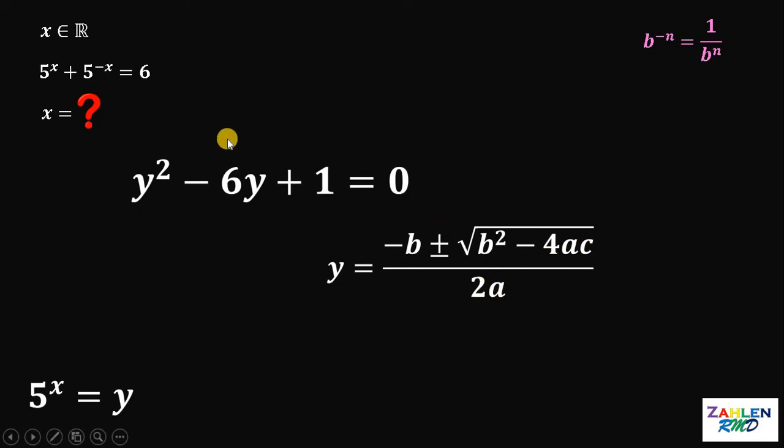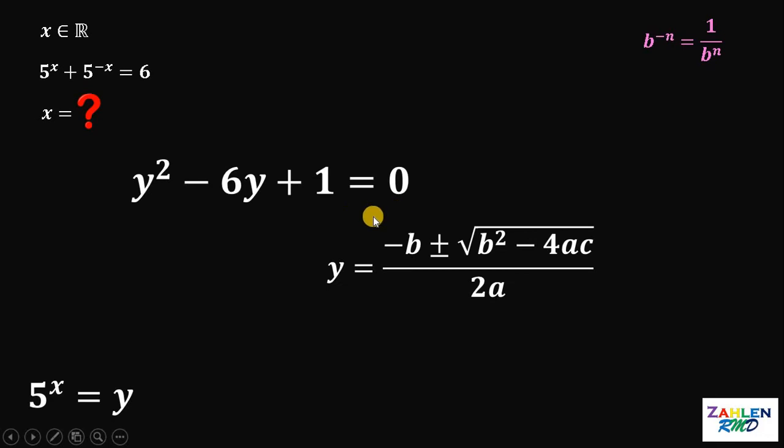Now in our quadratic equation, a represents the numerical coefficient of the variable having a squared. So in this equation, a must be 1. b is the coefficient of y, and b must be negative 6. And c is the constant, or simply c equals 1.